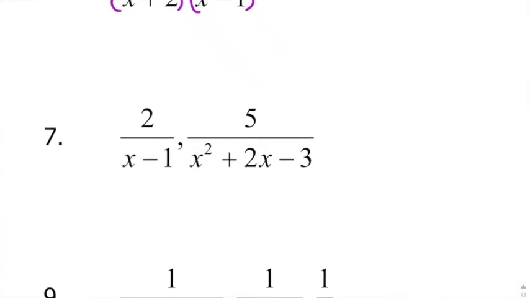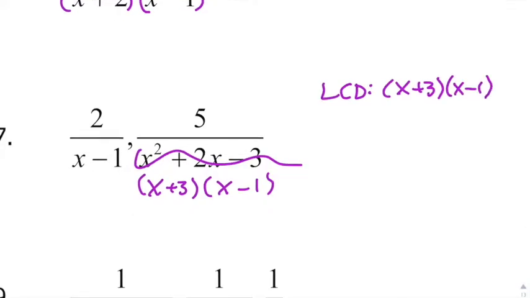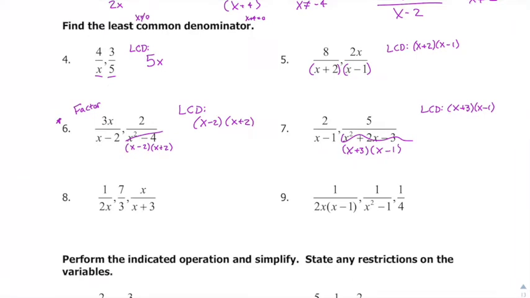All right, next one here is another one where we need to factor this denominator. As far as what multiplies to -3 and adds to 2, I guess we could go +3 and a -1 right there. That would be your new denominator. And you already got x minus 1 over there, so you don't need to write it twice. LCD in this case: x plus 3, x minus 1. It's basically a combination of everything in the denominators.